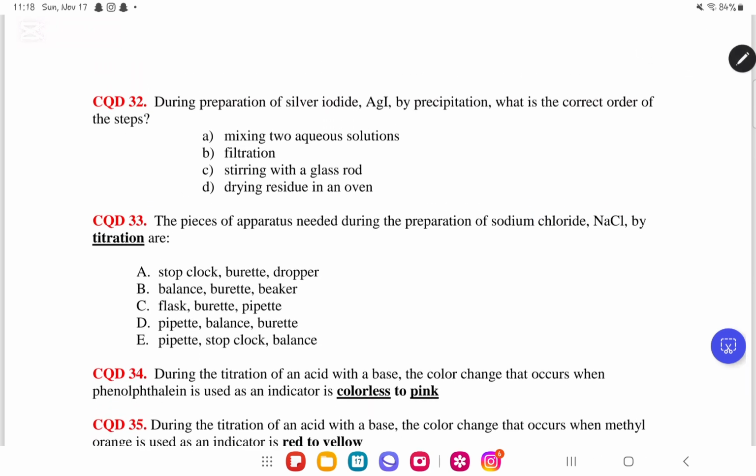During preparation of silver iodide, AgI, by precipitation, what is the correct order of steps? Very first thing you need to do is mix the two solutions. After mixing the two solutions, you need to stir with a glass rod. After stirring it with a glass rod, you need to filter it, and then after filtering it, you need to dry it in an oven. Never with the papers, because the papers may smash it, okay?